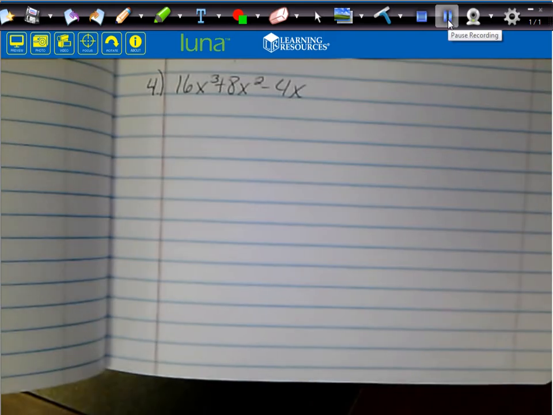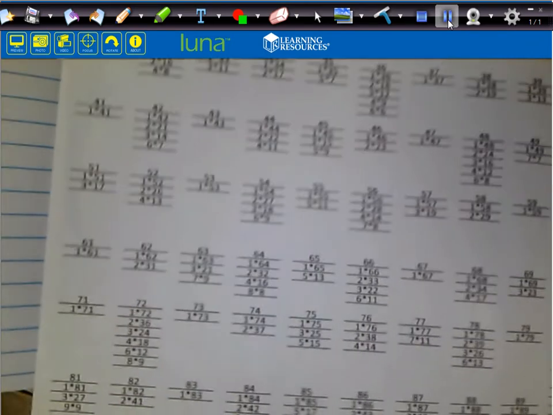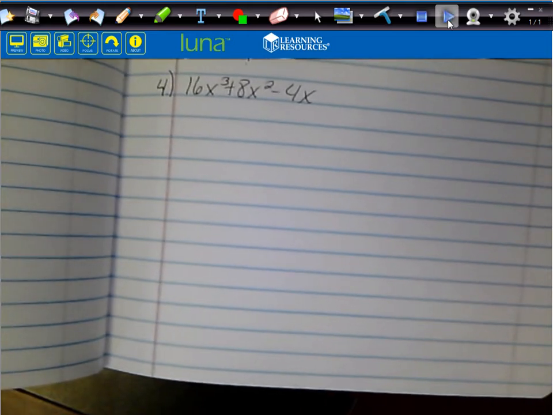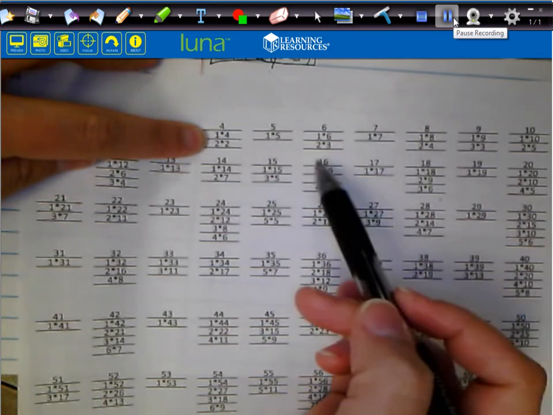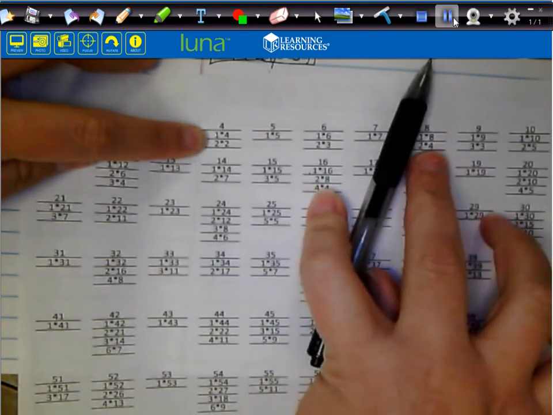All right, go ahead and write down number 4. I have 16x to the third plus 8x squared minus 4x. Now this time this is getting a little bit more difficult because I have 3 numbers here. I have a 16, an 8, and a 4. All that means is on my factor sheet, I'm going to have to look at all 3 of those numbers. All right, so I'm going to look at the 4, the 8, and the 16 here.